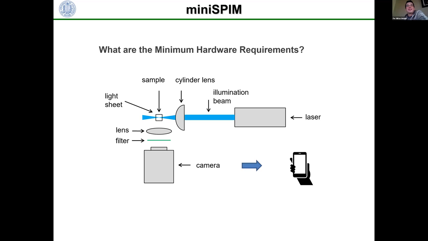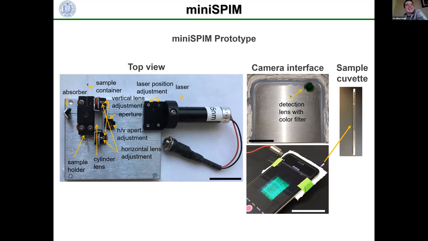But as you know, all of your mobile devices, your smartphone already has a camera. So could you actually implement a light sheet microscope using that? So this is what we came up with to try.